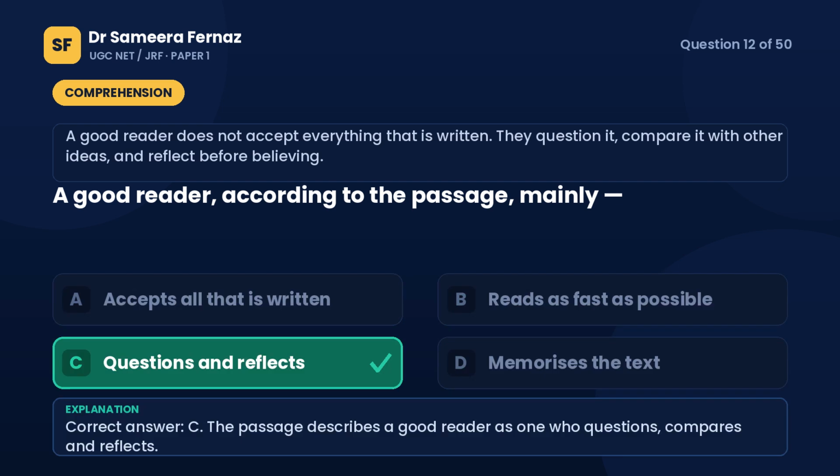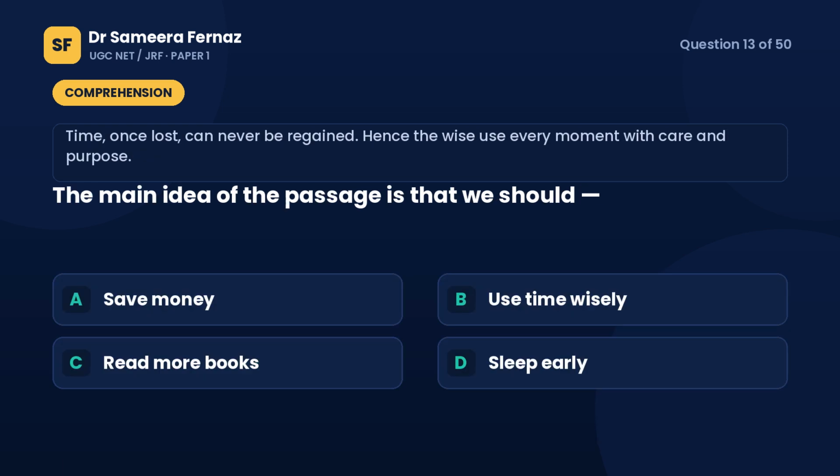Question number 12, Comprehension. What does a good reader do according to the passage? So the answer is option A, question and reflect. A good reader does not just believe everything.